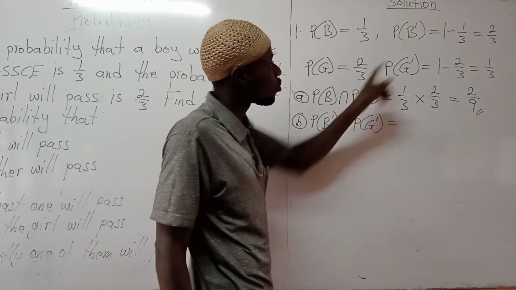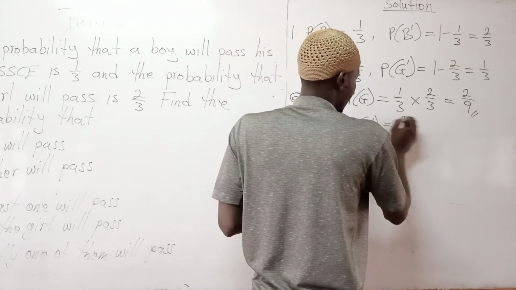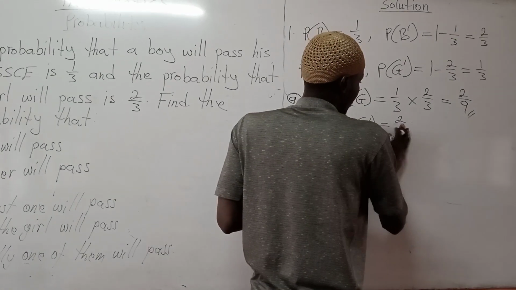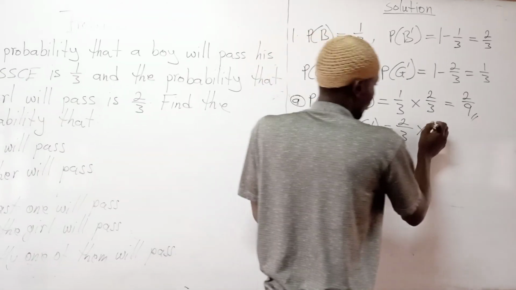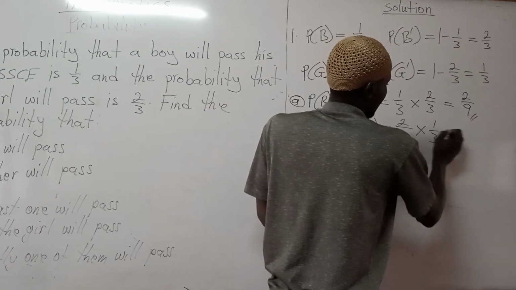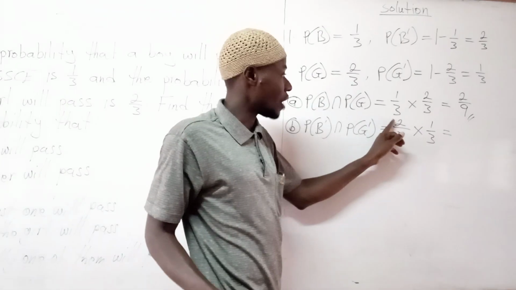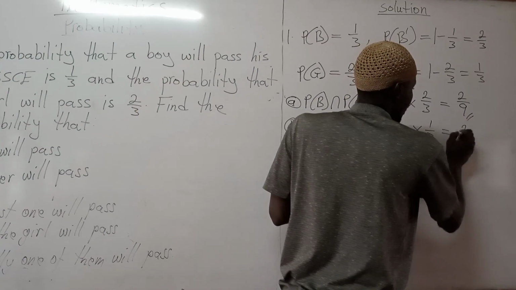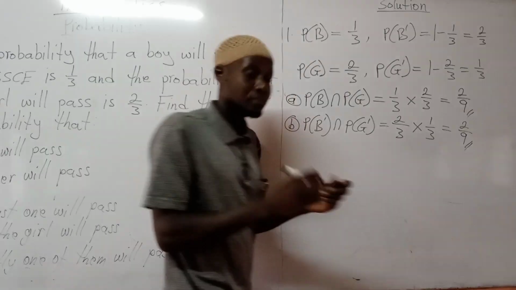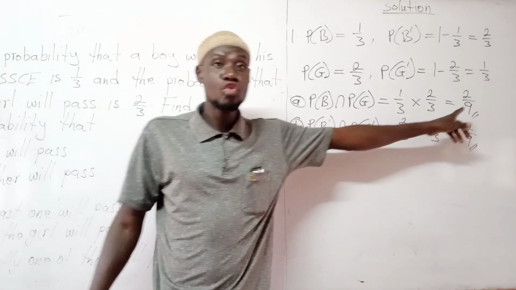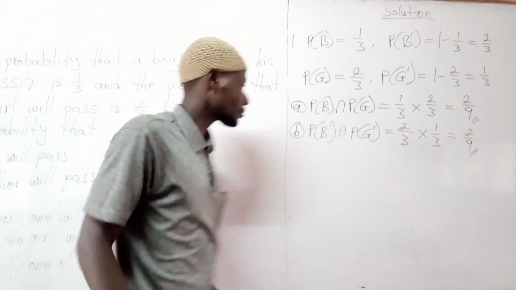The probability that the boy will not pass is 2 divided by 3, times the probability that the girl will not pass, 1 divided by 3. And so simplifying this, we have 2 times 1, 2, divided by 3 times 3, 9. So the probability that neither will pass is also 2 out of 9.